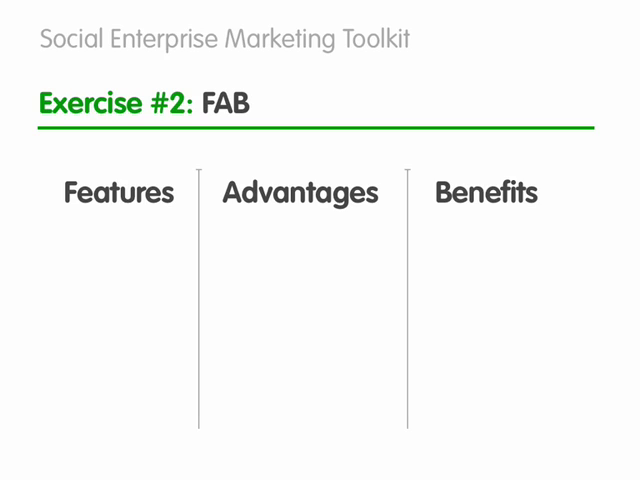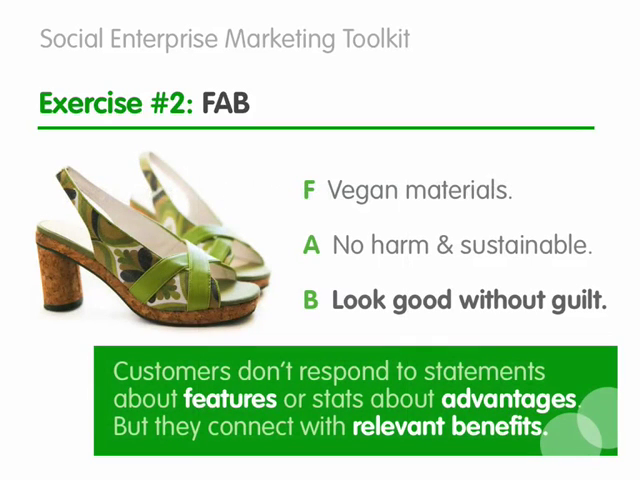Use the worksheet to list all the features of your product or service and to identify which features are unique to you versus those that are common to your competitors as well. Then think about the advantages you present and the specific benefits your customers get from each of those features. This can be a tricky exercise as we naturally want to talk about features. They're easy to measure and understand. The challenge for marketers is to keep in mind that people don't respond to statements about features or statistics about advantages, but they will connect with relevant benefits.